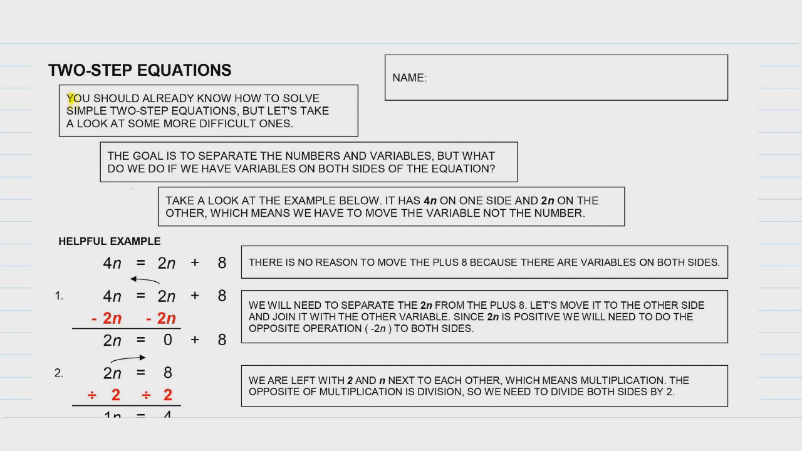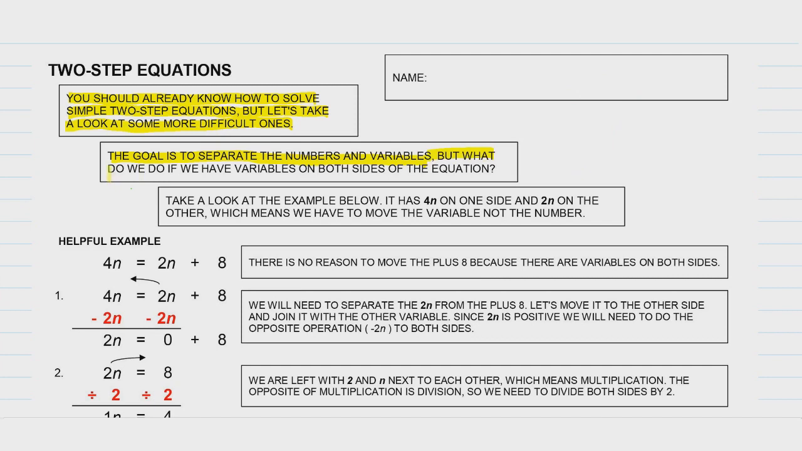It says right here, you should already know how to solve simple two-step equations. But let's take a look at some more difficult ones. The goal is to separate the numbers and variables, and you should already know that. In other words, by the time you're done with an equation, you should have something like a variable like d equals 7. So you separated the variable on one side and the 7 on the other side. Think of the equal sign like a wall. And that way you know you have one variable on one side and a number on the other side.